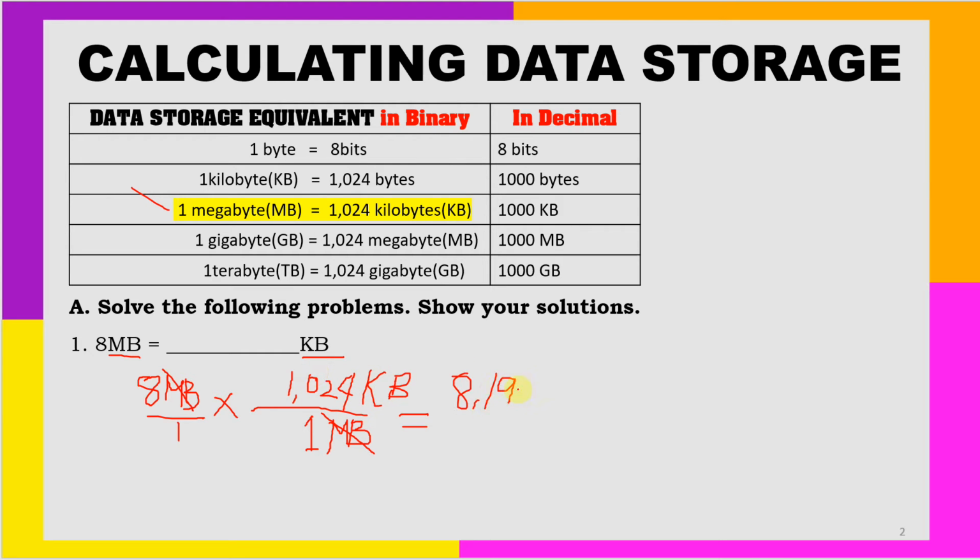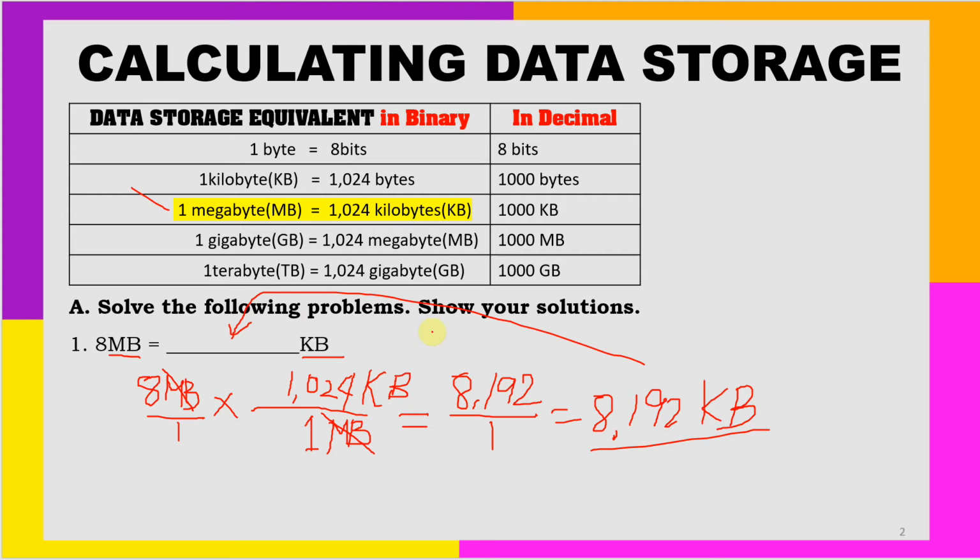8192. Okay, so denominator by denominator, 1 times 1, that is equal to 1. Since we have already cancelled the megabytes so that you can get the value for kilobytes. So this is equal to 8192 divided by 1 is equal to 8192. So the unit is kilobyte. Okay, so this is the equivalent here. So meaning 8 megabytes is equal to 8192 kilobytes. That is in binary.